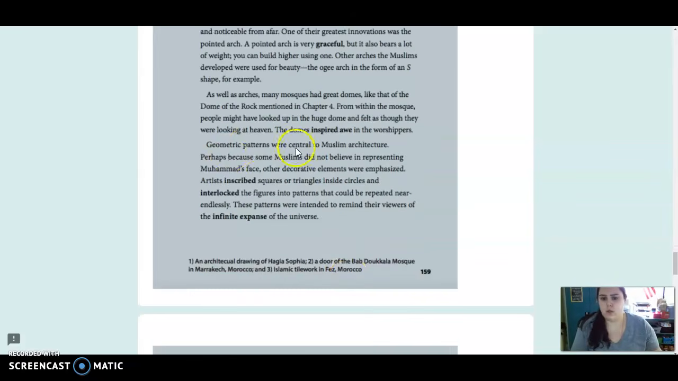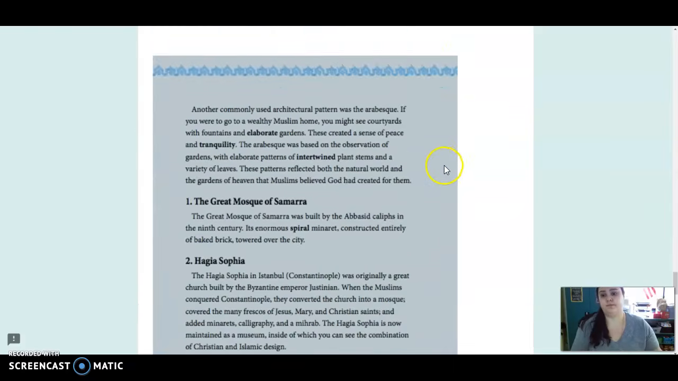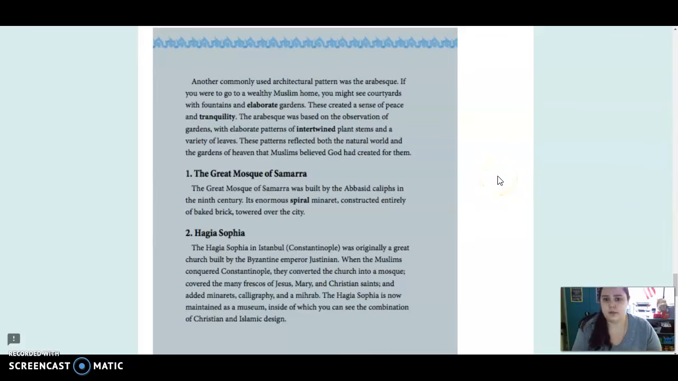Geometric patterns were central to Muslim architecture, perhaps because some Muslims did not believe in representing Muhammad's face. Other decorative elements were emphasized. Artists inscribed squares or triangles inside circles and interlocked the figures into patterns that could be repeated near endlessly. These patterns were intended to remind their viewers of the infinite expanse of the universe. Another commonly used architectural pattern was the arabesque.